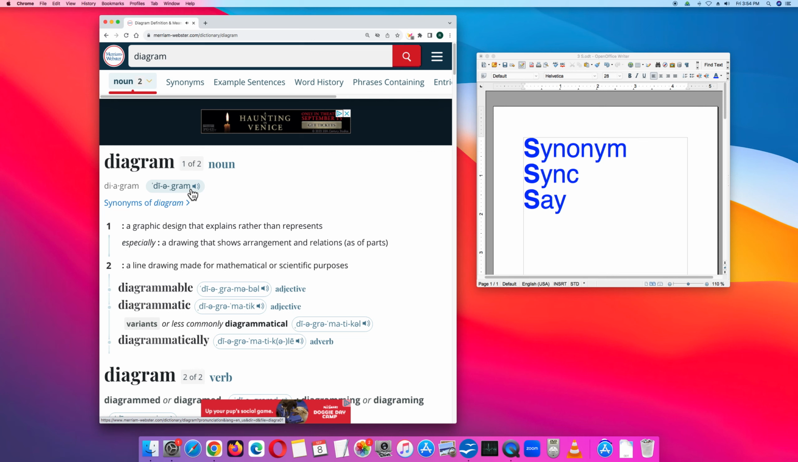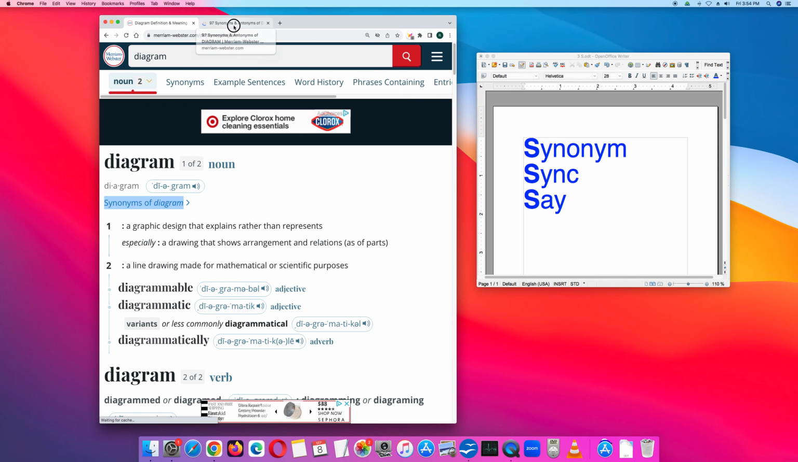Okay, so I read the definition here: a graphic design that explains rather than represents, especially a drawing that shows arrangement and relations as of parts. So, keywords in the definition: graphic design, explains, drawing, arrangement, relationships. Definition 2: a line drawing made for mathematical or scientific purposes. Keyword here, drawing. Graphic design, drawing.